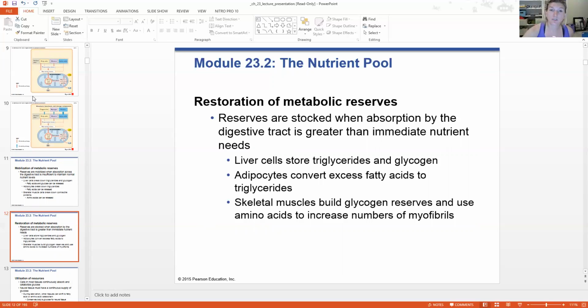So liver cells are going to convert all of that stuff, all of the fatty acids, into triglycerides and glycogen. Our adipocytes are going to grab those excess fatty acids and store them away as triglycerides. And our skeletal muscles are going to build up glycogen reserves and use amino acids to create more myofibrils. That doesn't mean you're getting stronger. It doesn't mean you're building muscle mass. It means you're replacing the muscle mass that you may have lost, and that's it. You're not going to be gaining muscles.